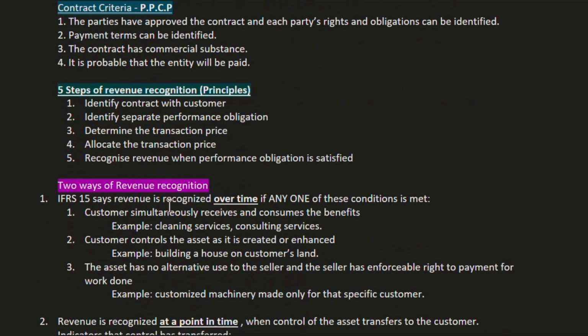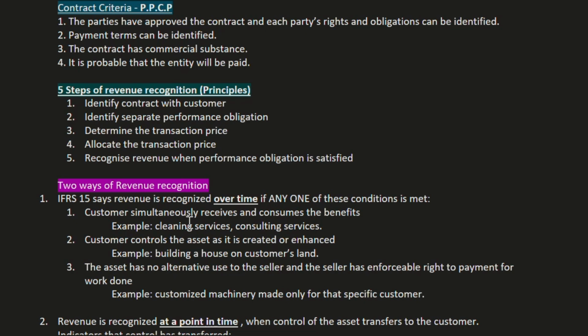Two ways of revenue recognition. IFRS 15 says revenue is recognized over time if any one of these conditions is met. Out of three, if one condition is met, then we can recognize revenue over time. First one is customers simultaneously receive and consume the benefit. Example: cleaning services, consulting services.